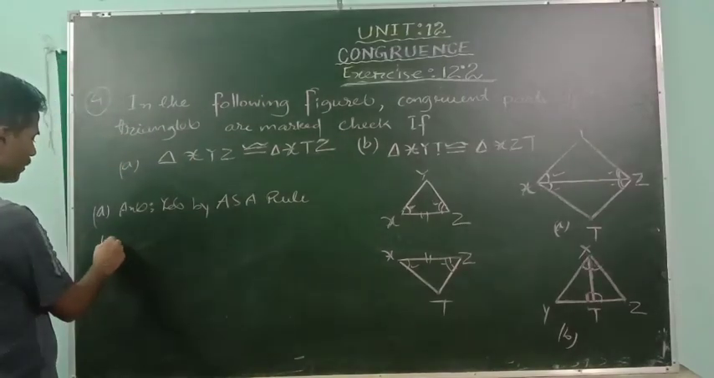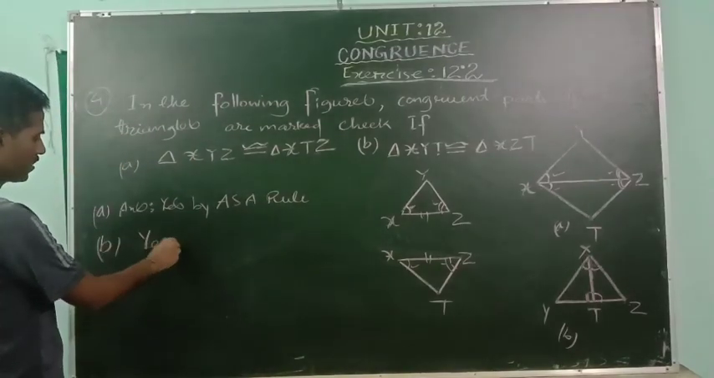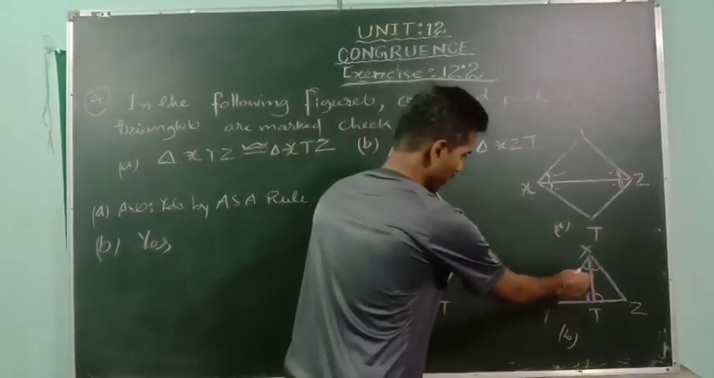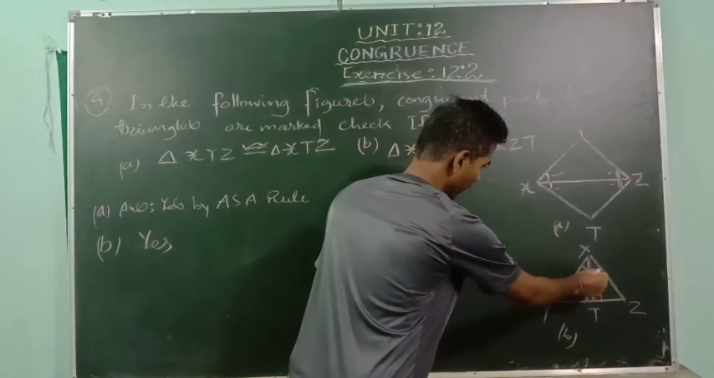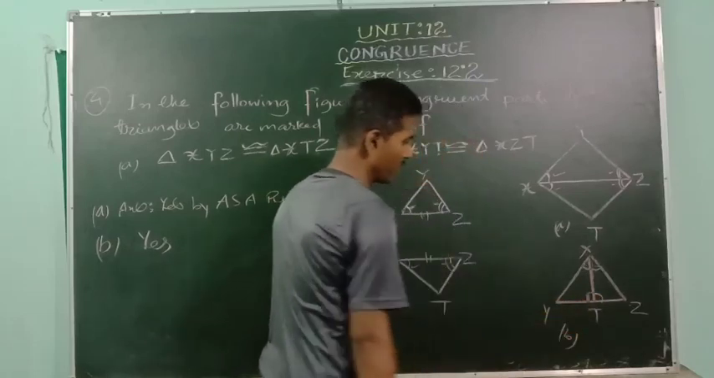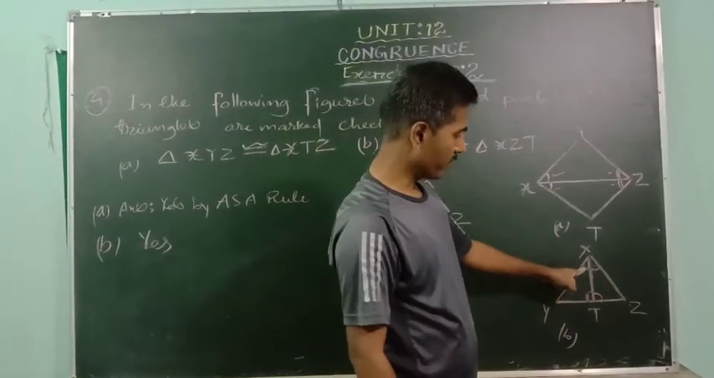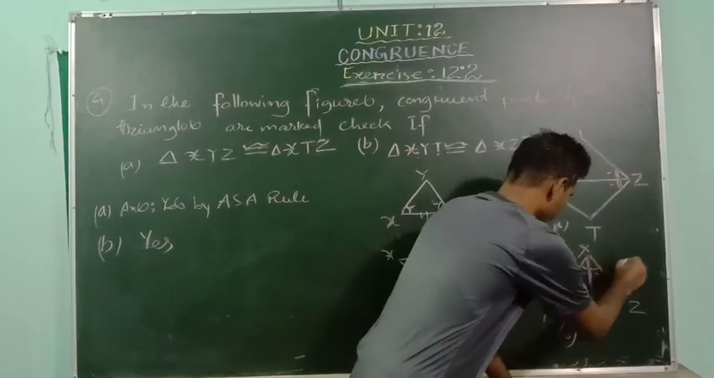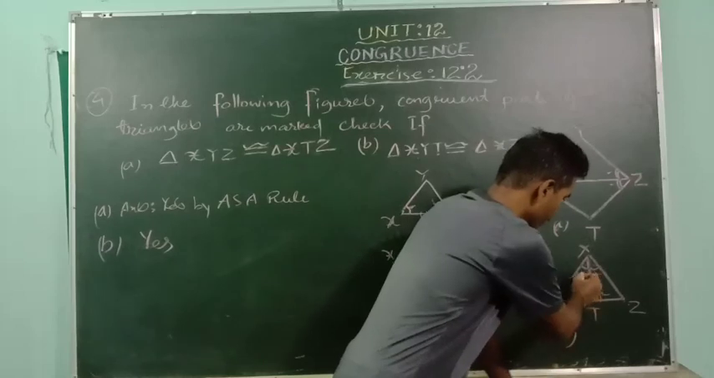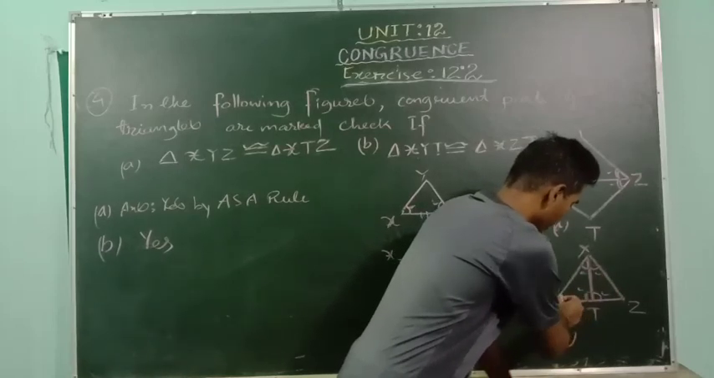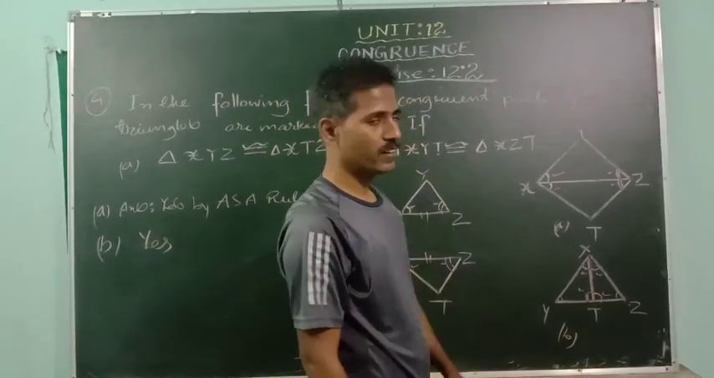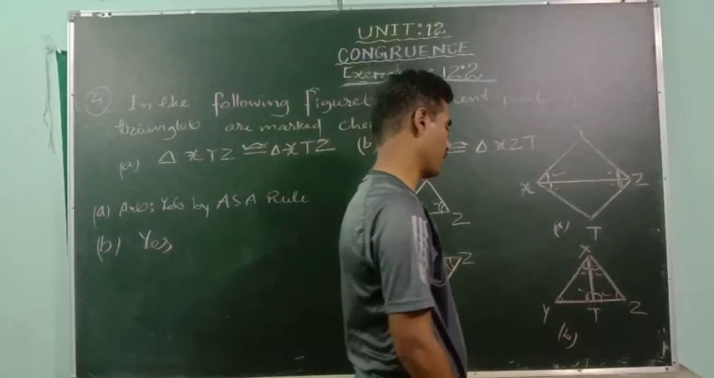So the answer to B also is yes, they are congruent to each other. Why congruent? By the angle side angle criteria, or you can say the angle criteria. This angle equals this angle and this angle equals this angle, given in the question. If these two angles are equal, then the third angle also will be equal. So by the angle criteria also they are congruent to each other.